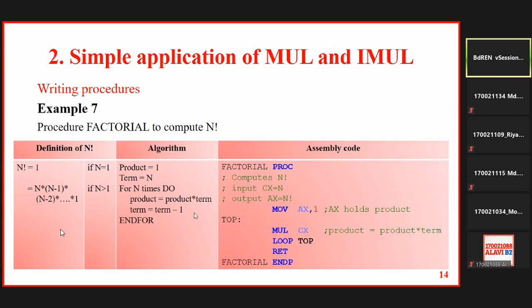So basically, this CX is your term, and also your counter. It is also the counter of the loop, and also your input. Our product is initially set as 1, then every time it is multiplied with the CX. In these cases, we are assuming that the result will be small enough to store in AX.